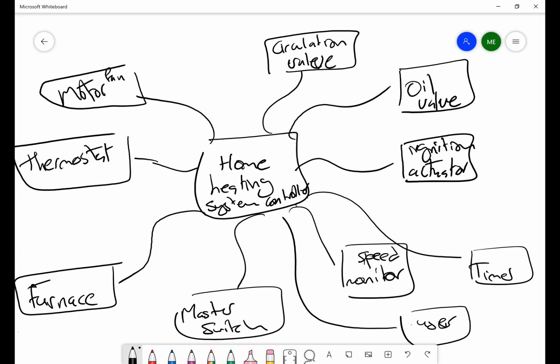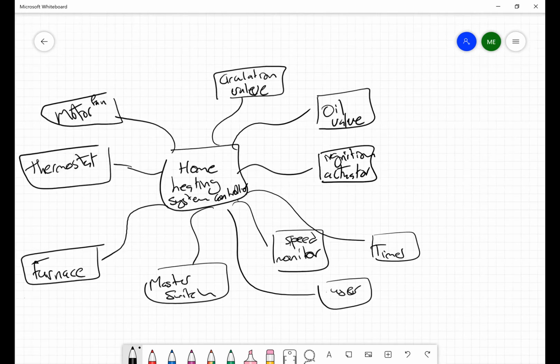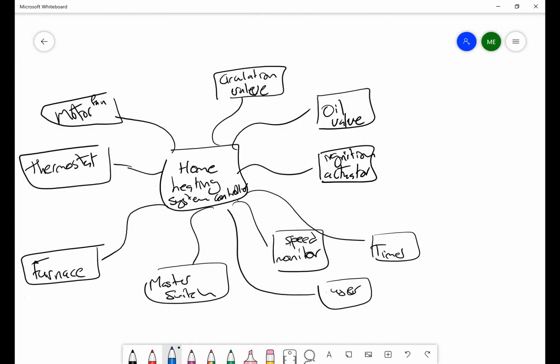Okay, let's do a sanity check here. I'll begin with this master switch. So guys at home, ready for a sanity check? Master switch: am I getting input or output? Input.